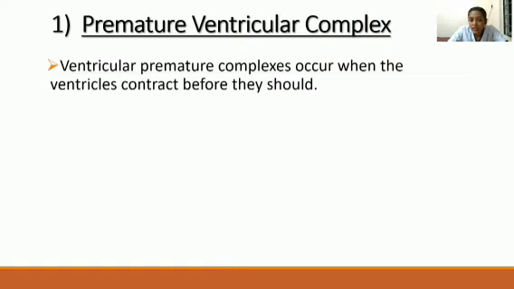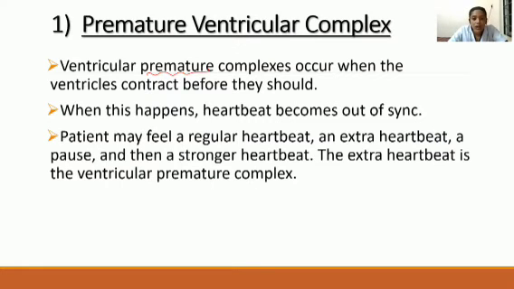Before that time period, the ventricles will contract, and that is not a proper contraction. It is a premature contraction. All the blood won't be ejected well, so one more contraction will happen. One premature contraction happens first, then the proper contraction. When this happens, the heartbeat becomes out of sync, because all these activities are normally properly synchronized.